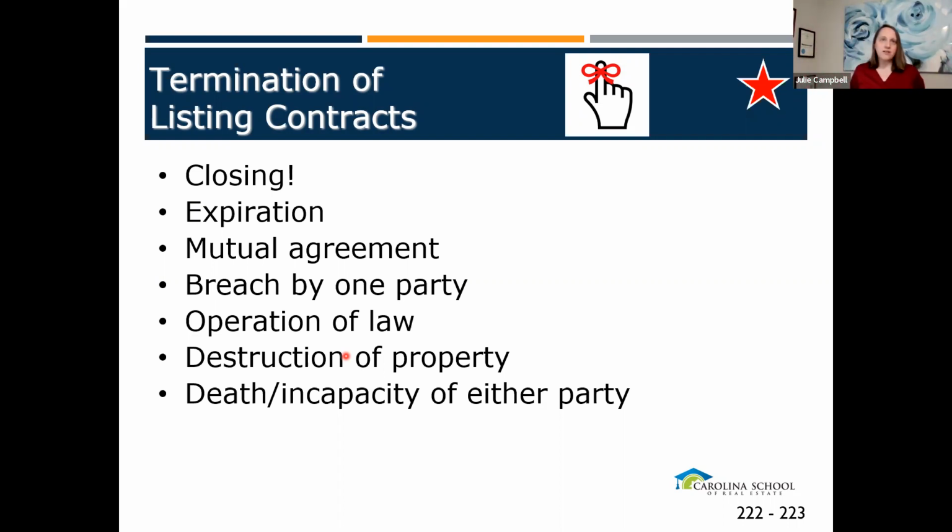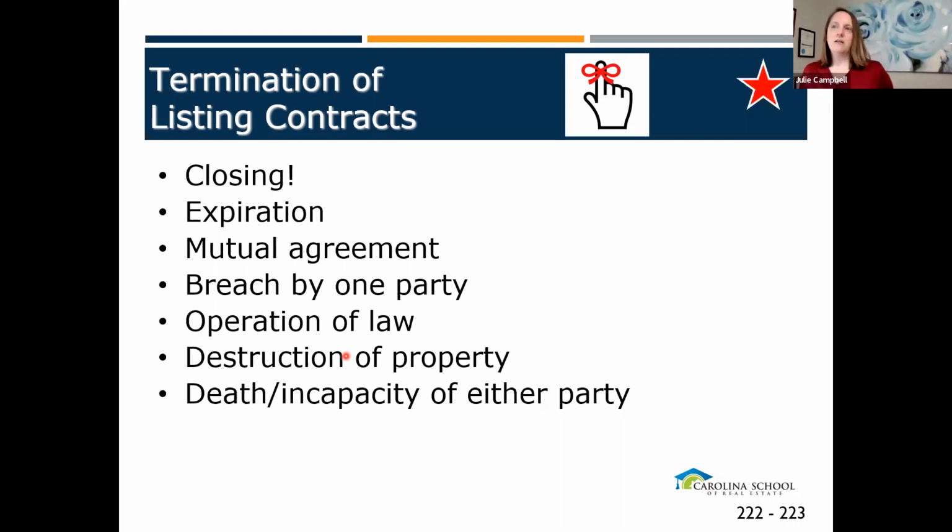Mutual agreements of the parties. The parties agree to enter into the contract together, so the parties can agree to get out of it. They can mutually agree. Always remember, not your listing. Whose listing is it? The firm's. So your BIC would have to mutually agree to release that. You don't have that kind of power.